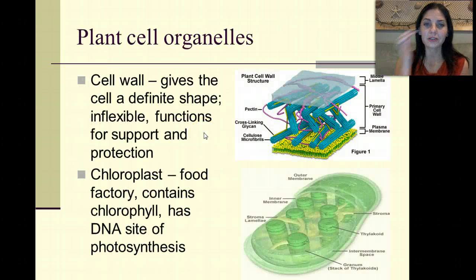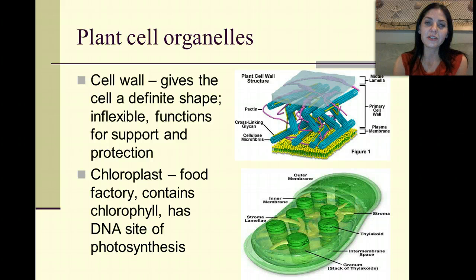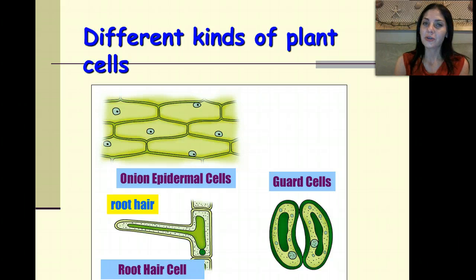So plant organelles. We have a cell wall, and this gives the cell a definite shape. It's made out of cellulose, which, if you remember, is a complex carbohydrate. It is a polysaccharide that composes the cell walls of plants. We also have a chloroplast. This is a food factory, and it contains chlorophyll. It also has its own DNA. It is the site of photosynthesis. So photosynthesis occurs in the chloroplast, and it has its own DNA. So again, this is something you really want to pay close attention to.